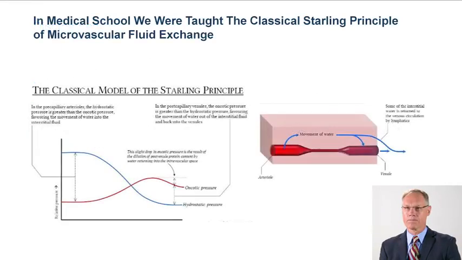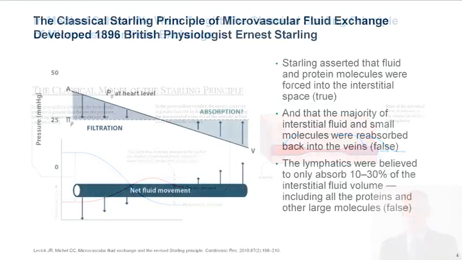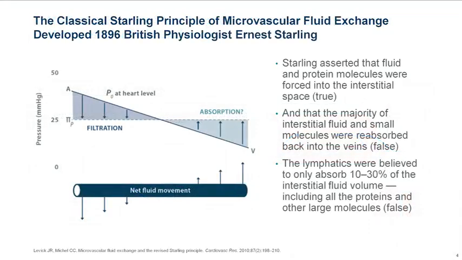In medical school, we were all taught the classic Starling principle that Ernst Starling developed in 1896. This microvascular fluid exchange model discusses hydrostatic pressures which push fluid through the artery and the capillaries into the interstitium, where the vast majority is then reabsorbed by the veins. We can see in this image that Dr. Starling demonstrates again that net fluid movement is out of the arteries and subsequently is reabsorbed in the post-capillary venules.